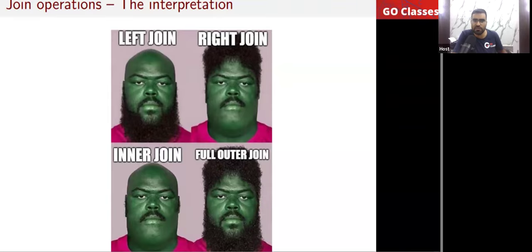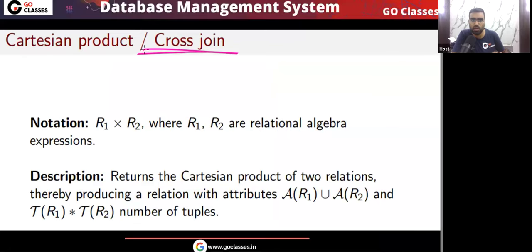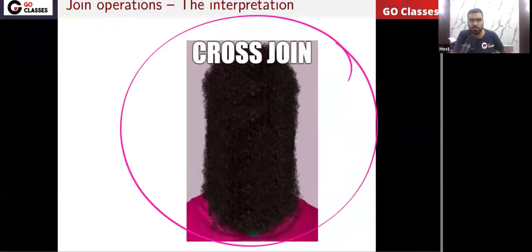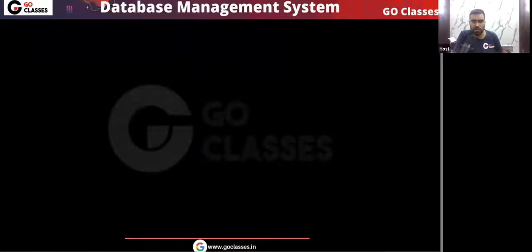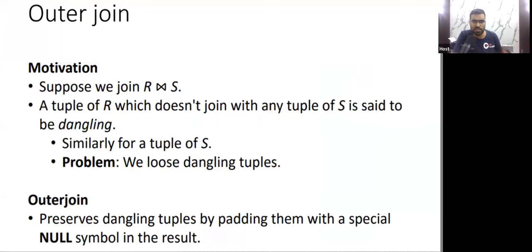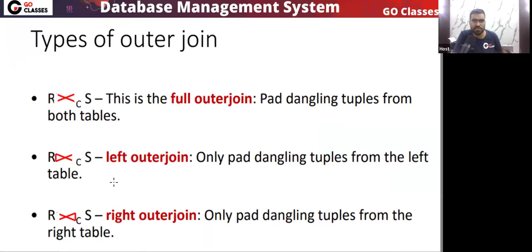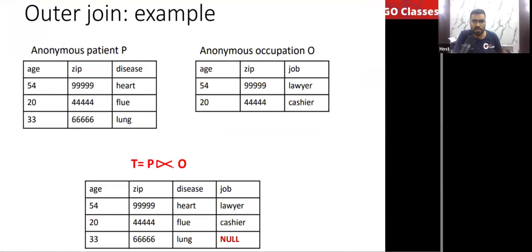And what happens with the cross join? In the cross join, every tuple of R1 pairs with every tuple of R2. Yes or no? So this is the meme for cross join. Very simple. So we have seen this outer join concept. You can easily see everything. Now let's move on.